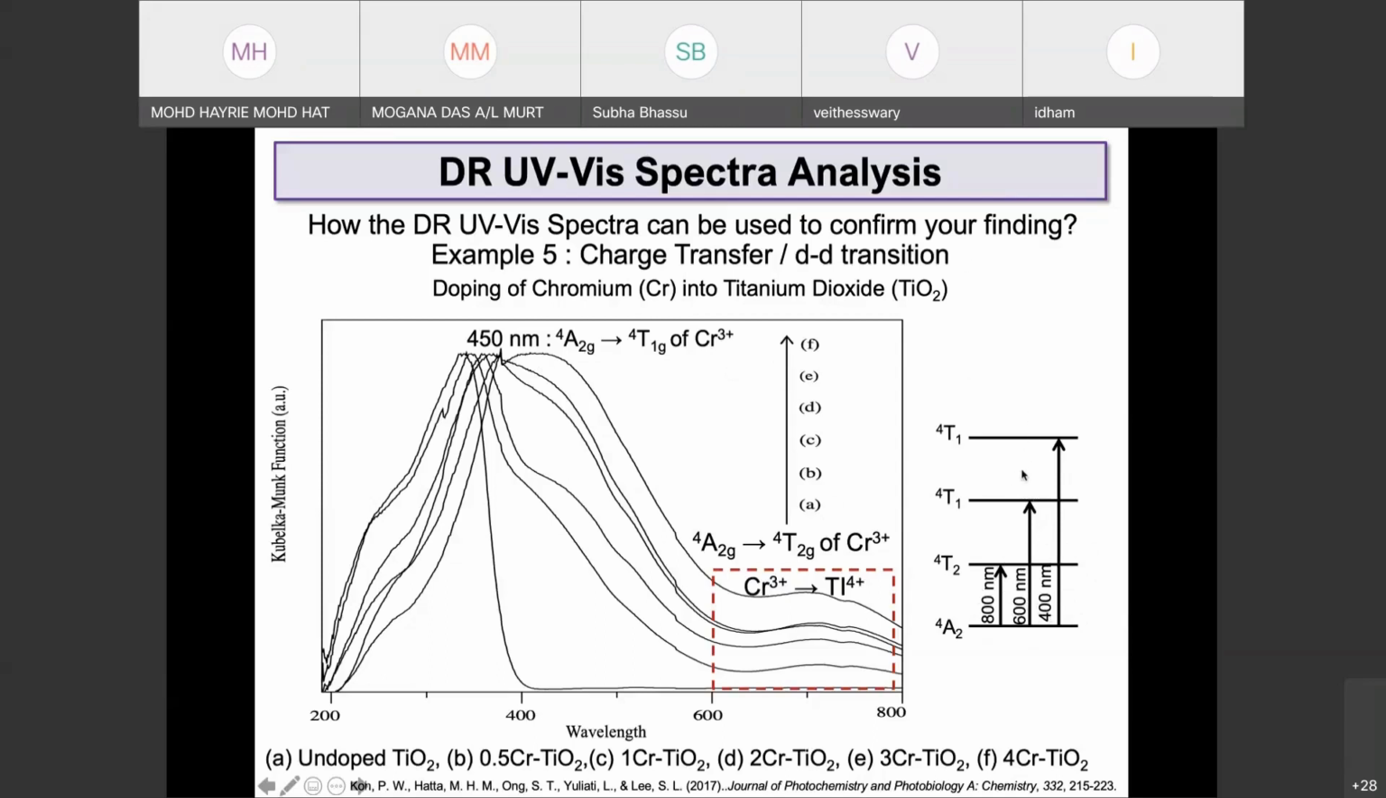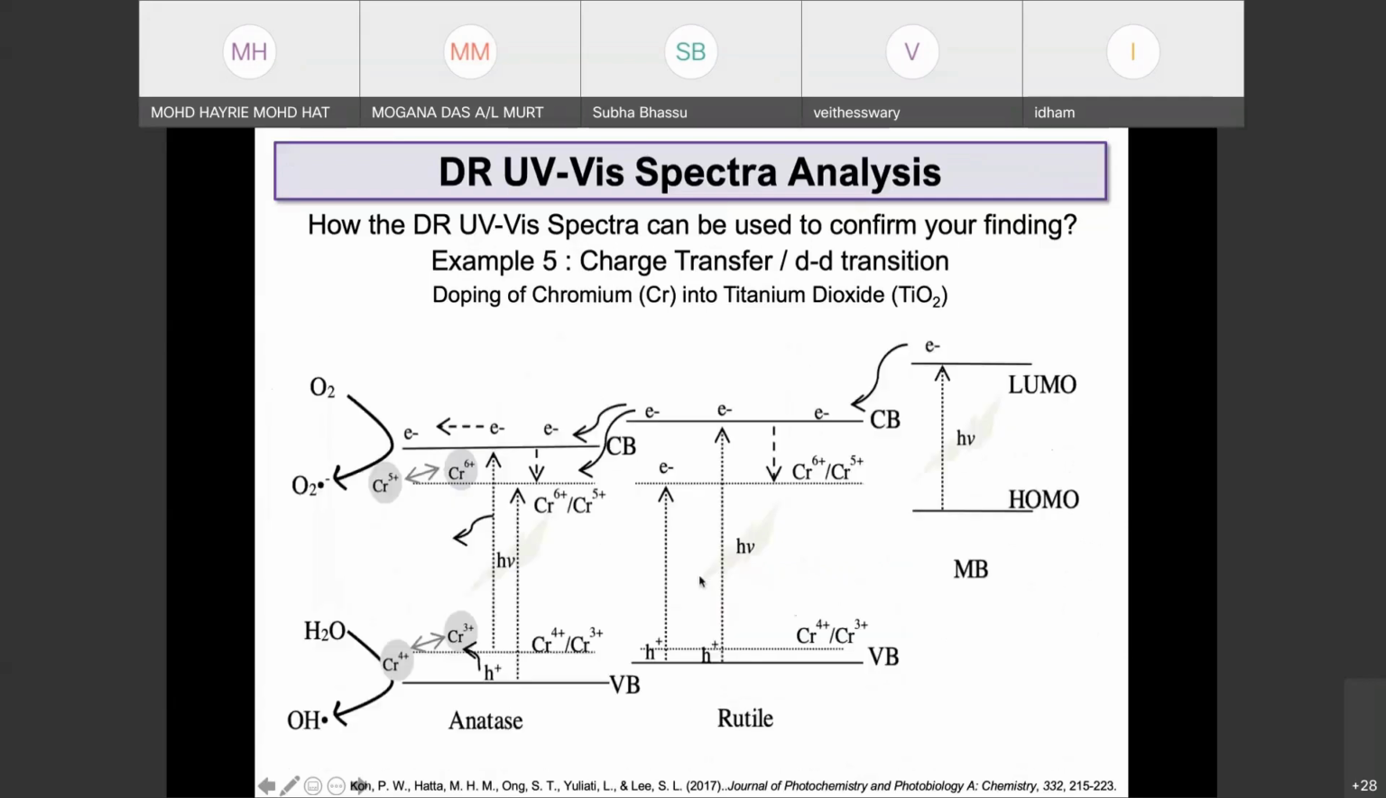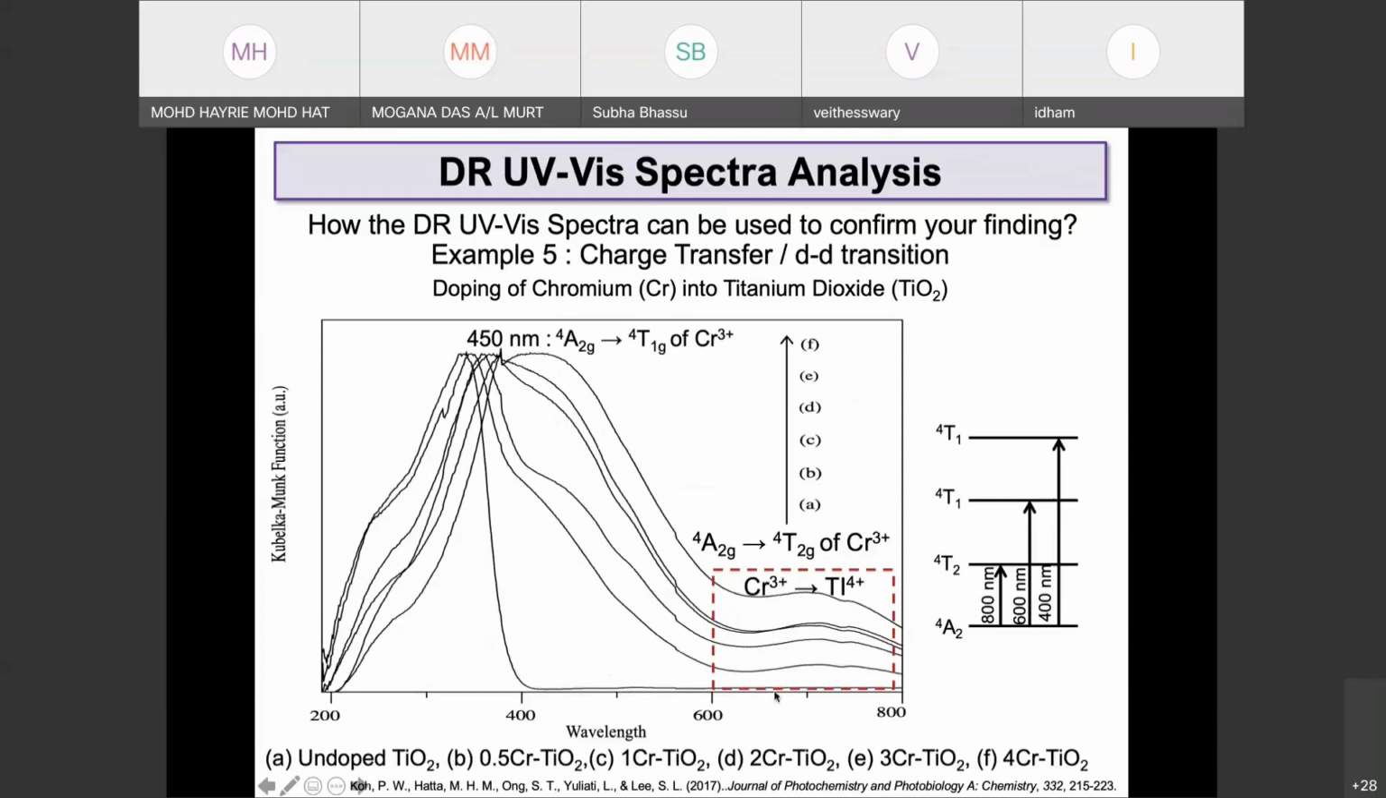Okay, so different d-d transitions will have a different band gap energy. This is why the 4A2g to the 4T1g happens at 400 nanometer and above, because the energy band gap is large here. So basically from this spectra, you can conclude a mechanism about how the photocatalytic reaction works. For example, you have the absorption at 600 and 800 nanometer. You will have a Cr3+ to the Ti4+.